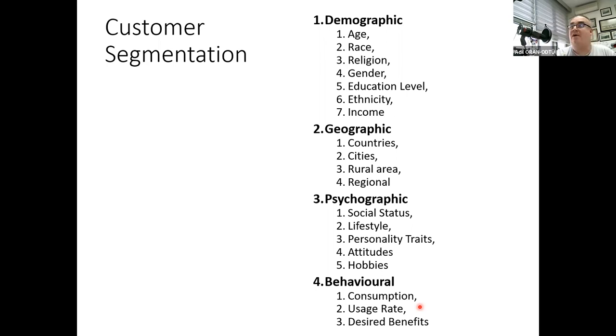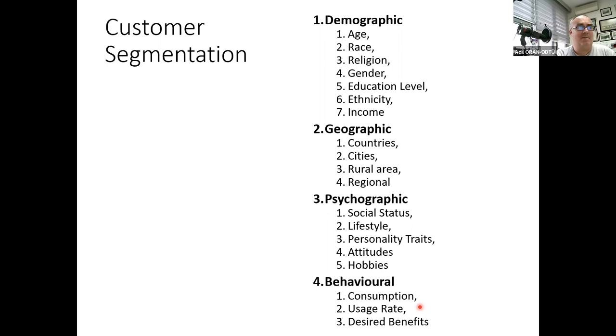So the demographics is about who is your customer. The geographic segmentation is about where is your customer. Psychographic segmentation is about why could they be your customer. And behavioral is about how are they behaving and how might this affect whether they want to be your customer or not, what they want, what they don't want.